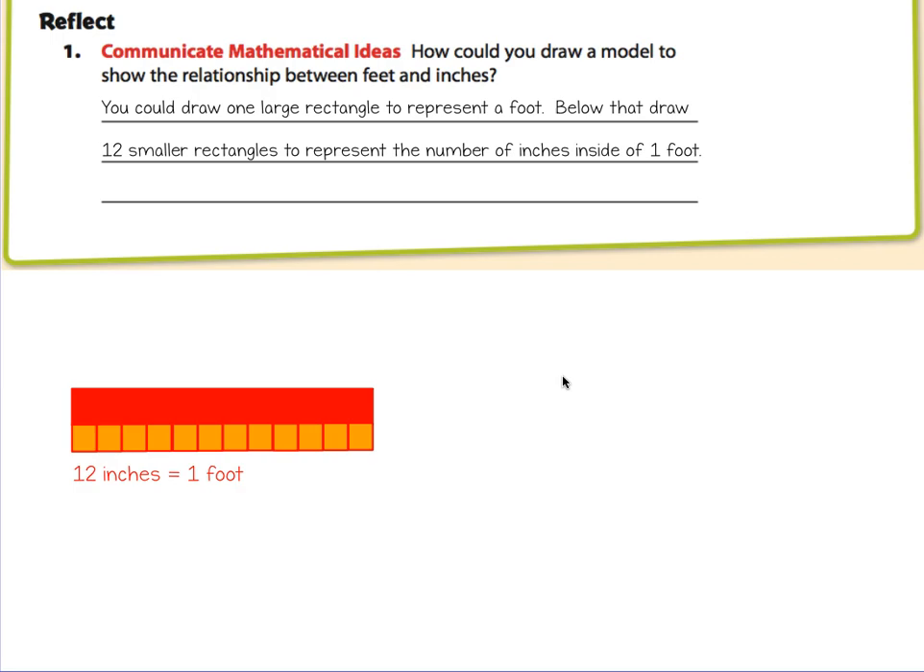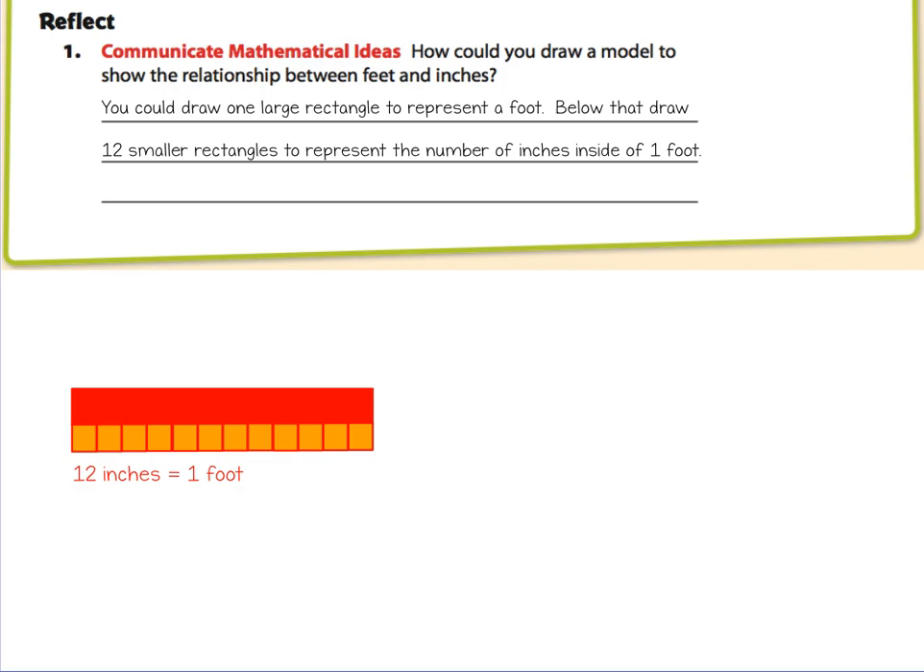Below that, draw 12 smaller rectangles to represent the number of inches inside of 1 foot. Okay, so as long as you know your conversion, basically you have to know your larger unit is going to be your 1 rectangle, and then your smaller rectangles are going to be your smaller unit. And then you're going to draw the number of smaller units underneath to fit inside of that larger unit.